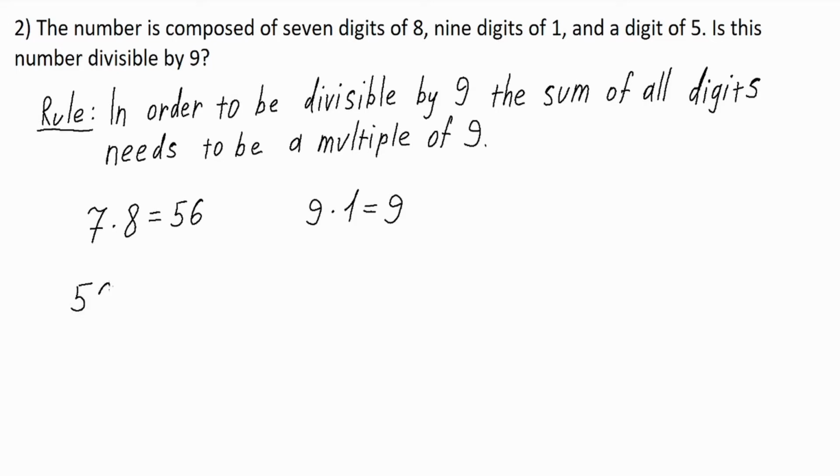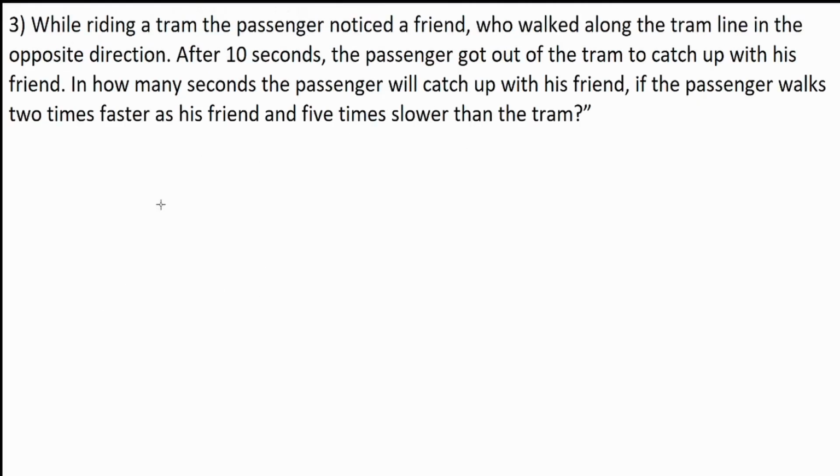Next what we have to do is to add up all of the digits together, and it will be 56 plus 9 plus 5, and we get 70. 70 is not a multiple of 9, so our final answer will be no. So the number we got in the problem is not divisible by 9. Now let's take a look at the third question.